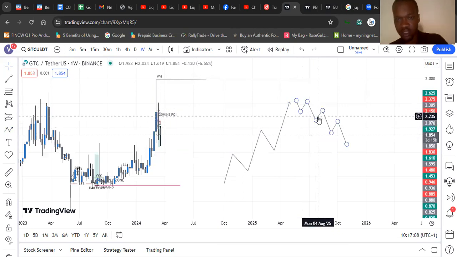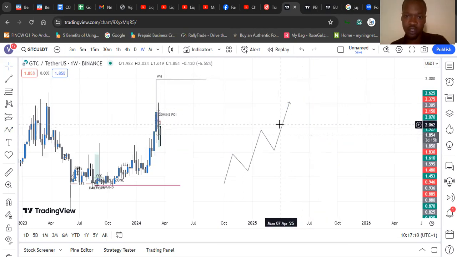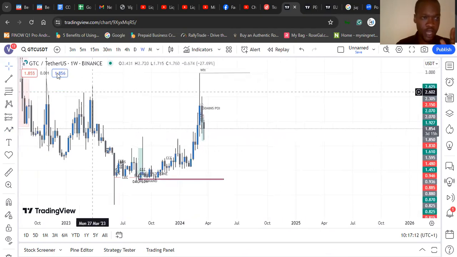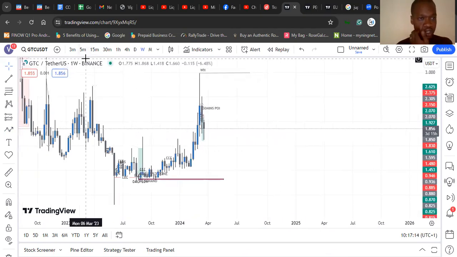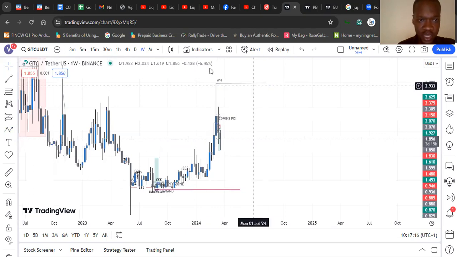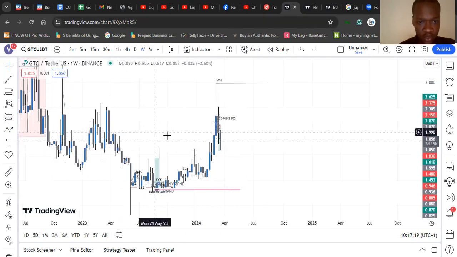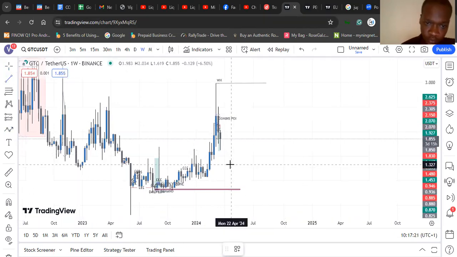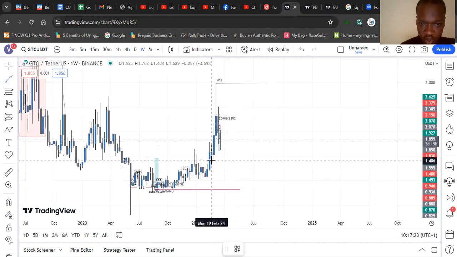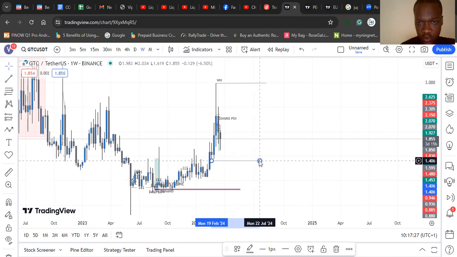So now let me give you guys an example. On the higher time frame, on GTC USDT, we've seen that this is the weekly high. We've spotted it out, and our weekly low, let's call this one our weekly low, right? We'll call this our weekly low already.